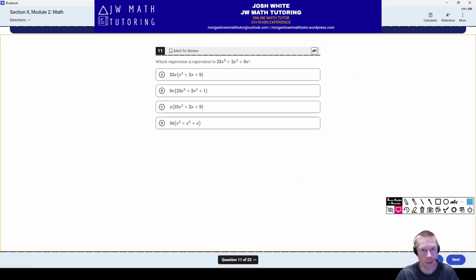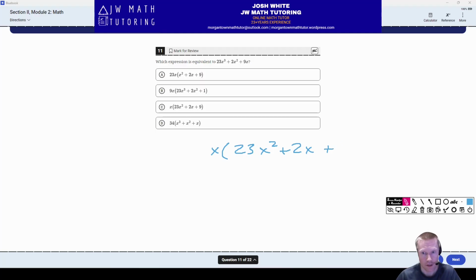Next up, number 11. Which expression is equivalent to this? So, hopefully you recognize that to get from here down to the answer choice is basically you're factoring out a common factor. And the common factor for all 3 of these terms is just going to be x to the first. So if you do that, you're left with 23x squared plus 2x plus 9. So let's see, which answer choice is that? It looks like C right here, okay, which is the correct answer.